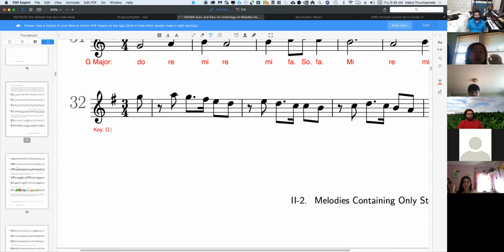G major. Okay, so we're in the key of G major, which means that this note is what, alphabetically speaking? It's a G, right? So alphabetically speaking, it's a G, which means that solfege speaking, what note are we dealing with? Do.